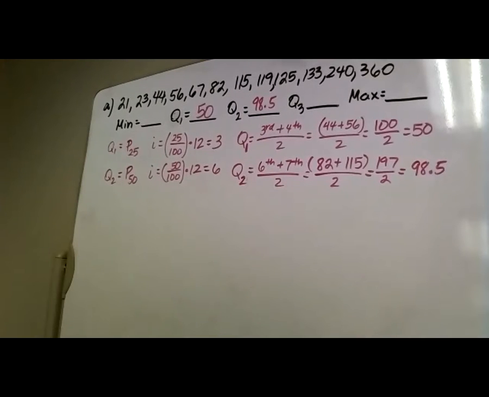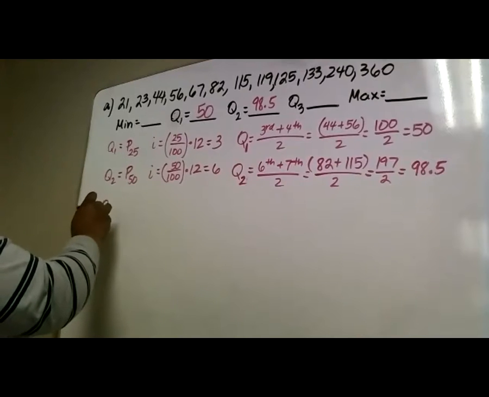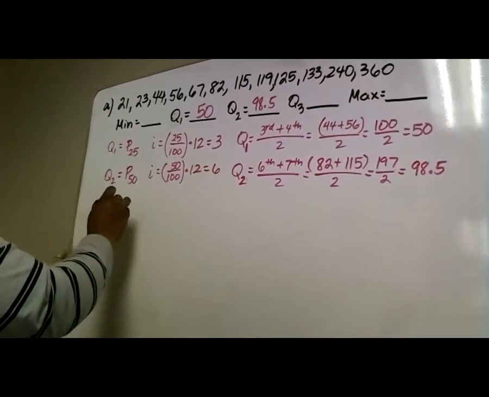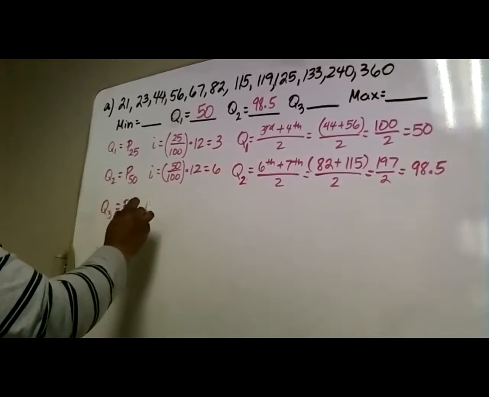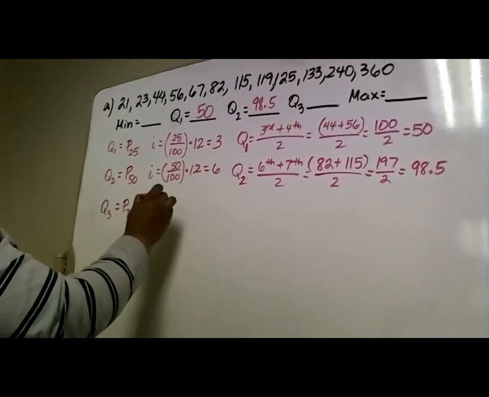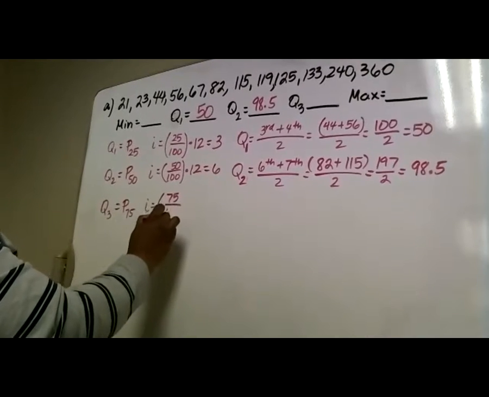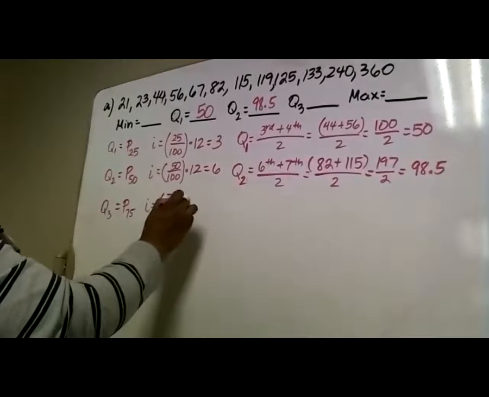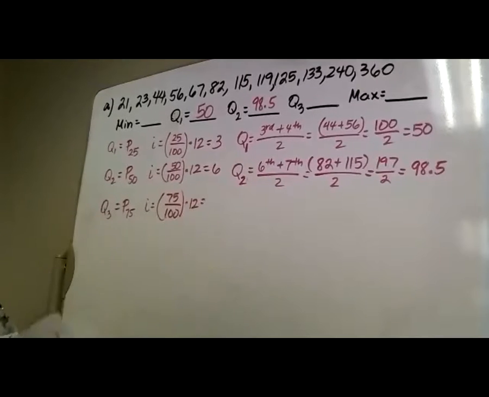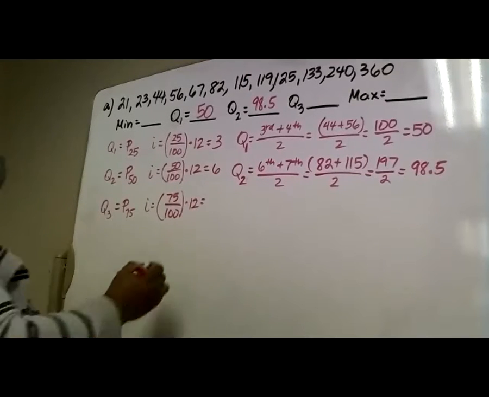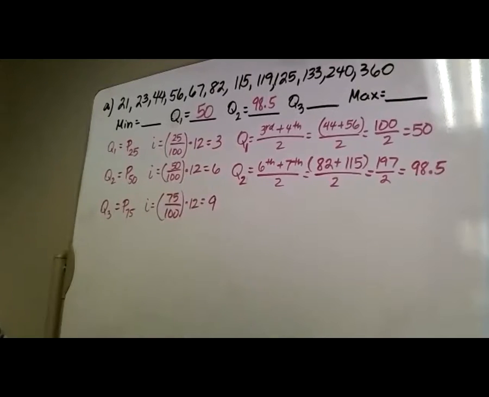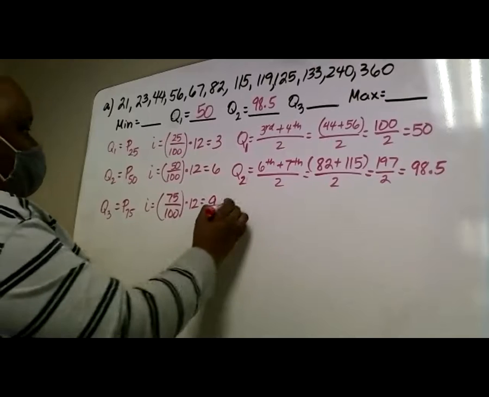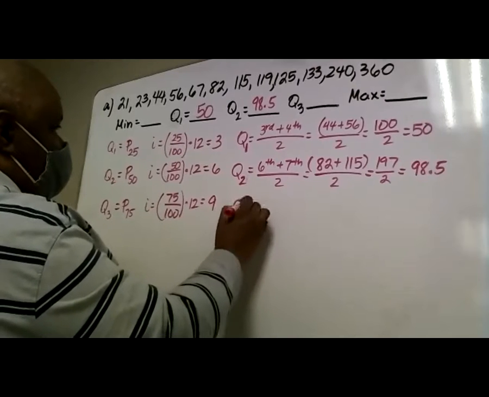And then Q3. That's the 75th percentile. 75 divided by 100 times 12. That's going to be 9. So I need to look at the 9th and the 10th number and get its average for Q3.